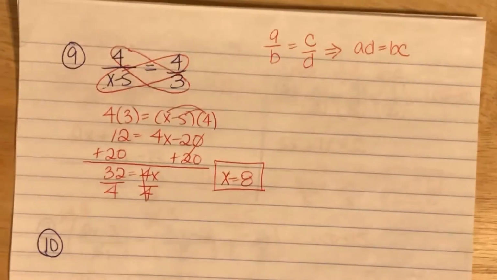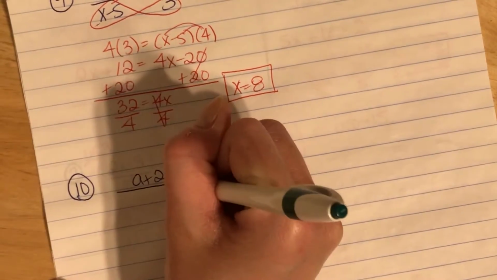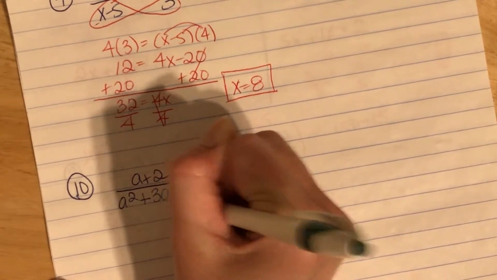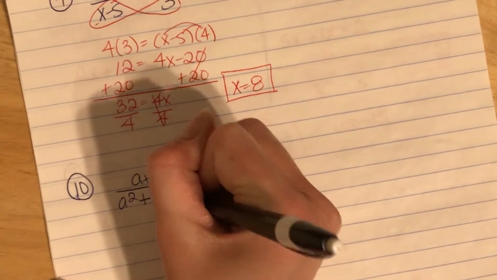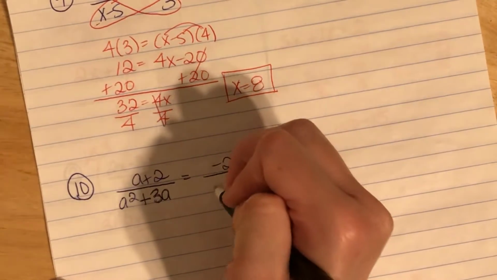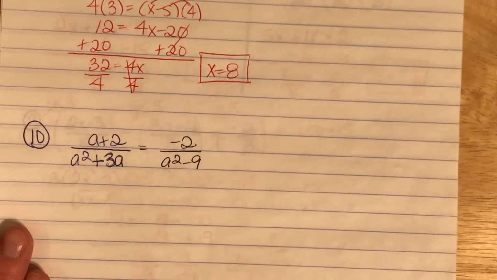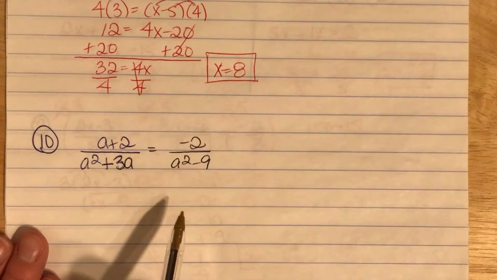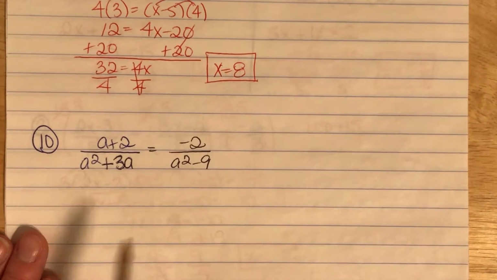Okay, my last example. I have a plus 2 all over a squared plus 3a. Pen's starting to run out of ink because we switched to black. Equals negative 2 all over a squared minus 9. Even though I have all these crazy binomials, I can do cross multiplication here.